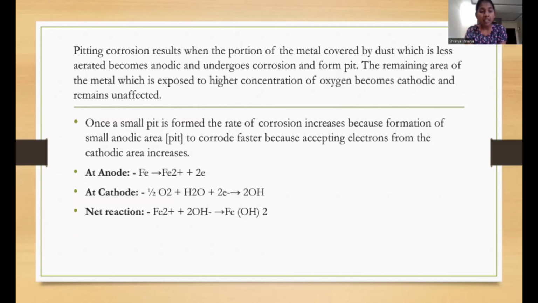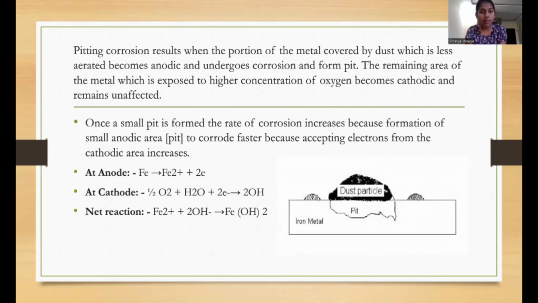At anode, Fe gives rise to Fe2+ plus 2 electrons. At cathode, oxygen plus water plus 2 electrons gives rise to hydroxide. And the net reaction is Fe2+ plus 2 OH- gives rise to Fe(OH)2. Here we have the diagram of pitting corrosion.